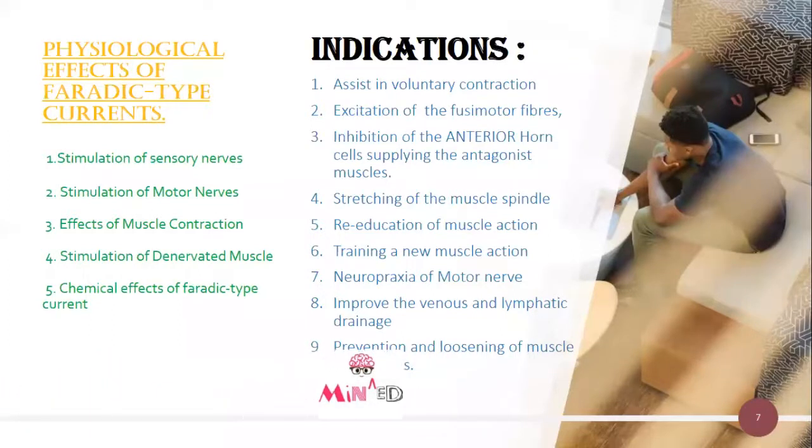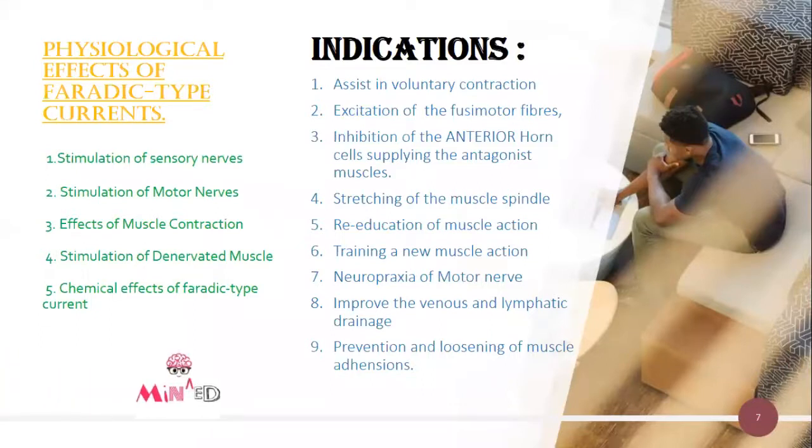Stretching of the muscle spindle. If a muscle spindle has contracted, we can use the Faraday type of current so that it will passively stretch the muscle spindle which is already contracted. Third is re-education of the muscle action. We can re-educate the muscle so that it can work in the proper manner as before the accident or any type of injury.